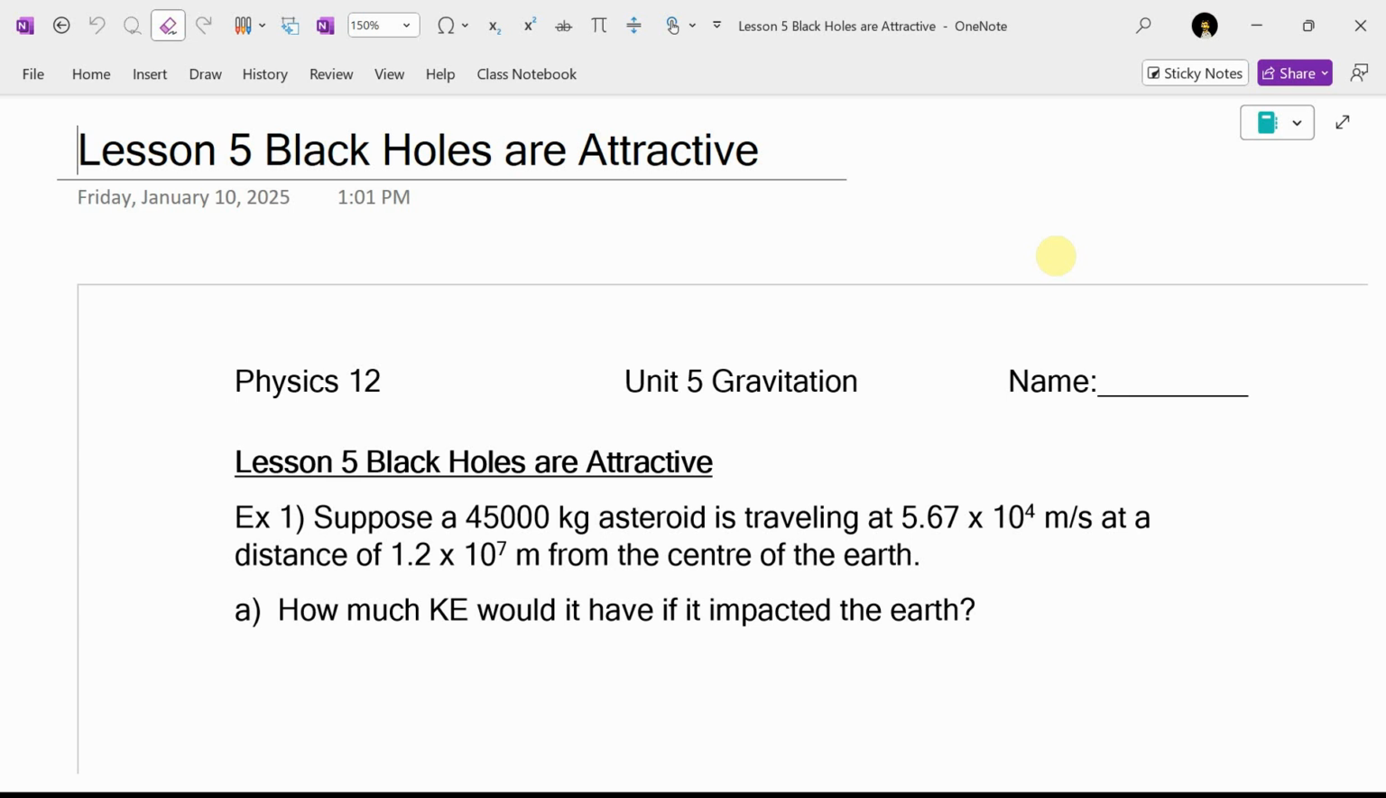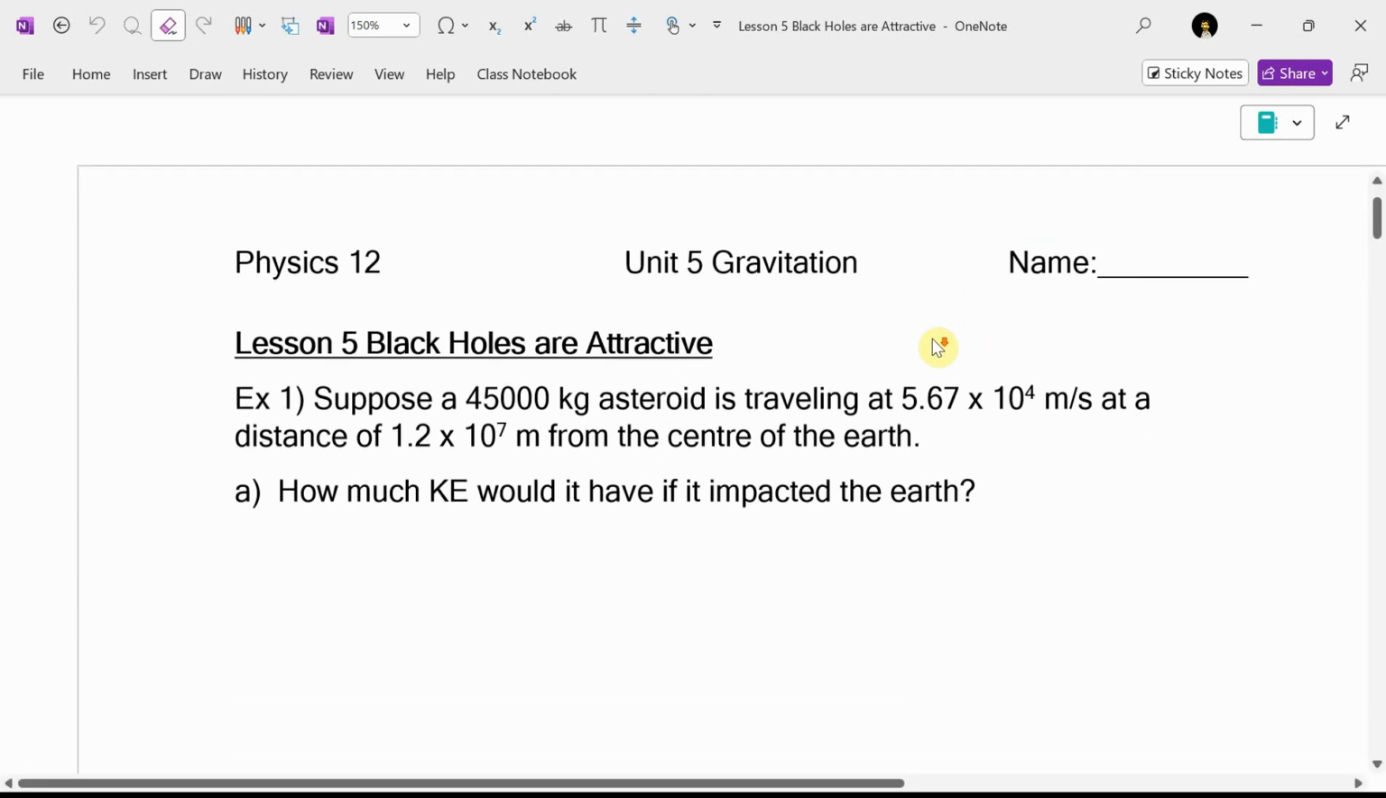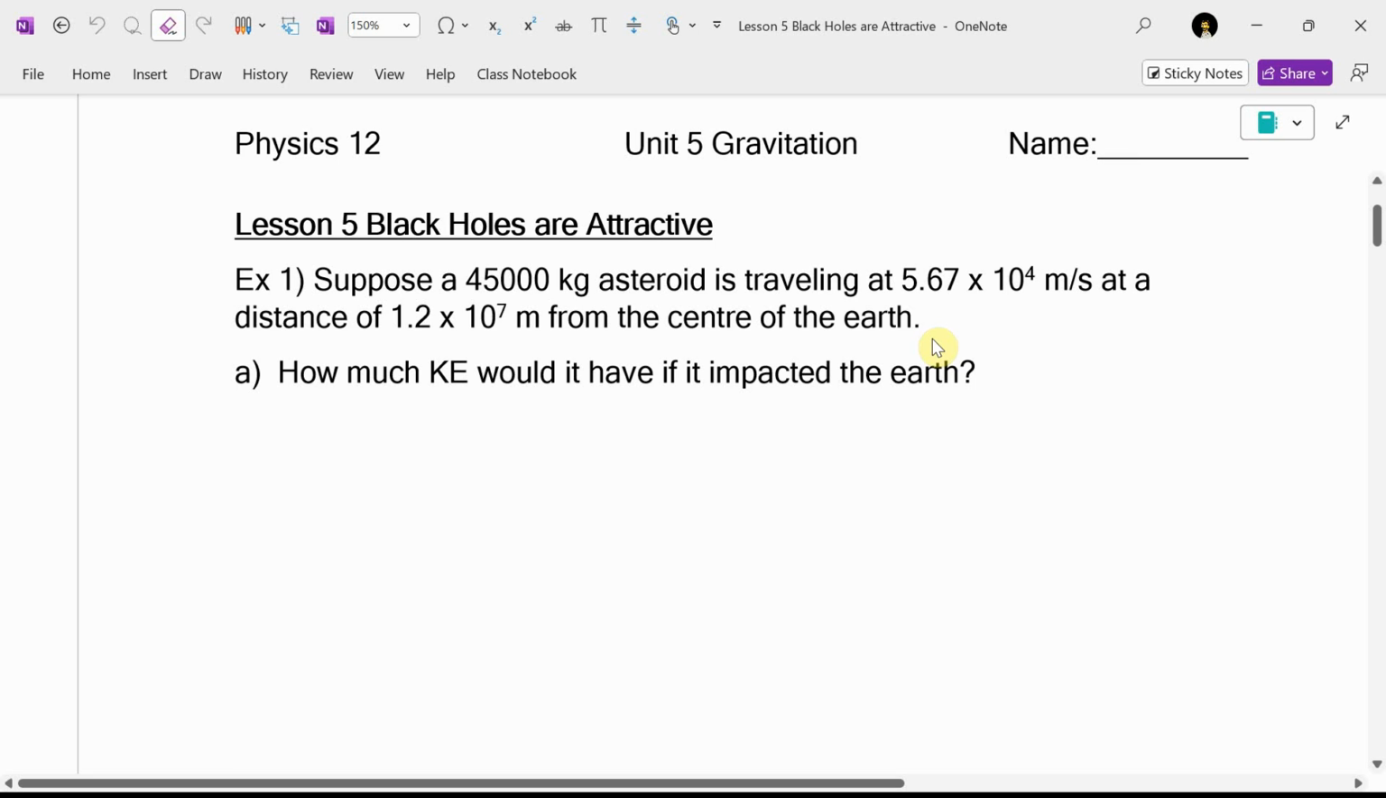Completely away. Thank you. So, this lesson is going to be split into two parts. We're going to talk a little bit about asteroid impacts, and then we'll talk about black holes. Suppose a 45,000 kilogram asteroid, not that big an asteroid, is traveling at 5.67 times 10 to the fourth meters per second at a distance of 1.2 times 10 to the seventh meters from the center of the Earth.